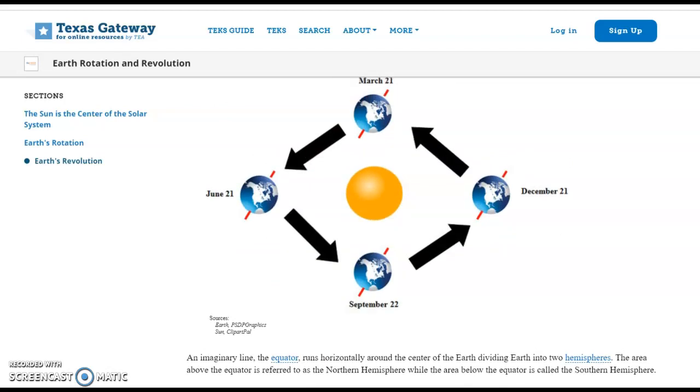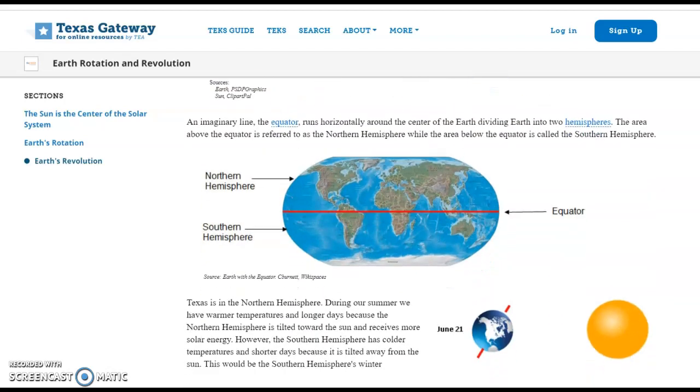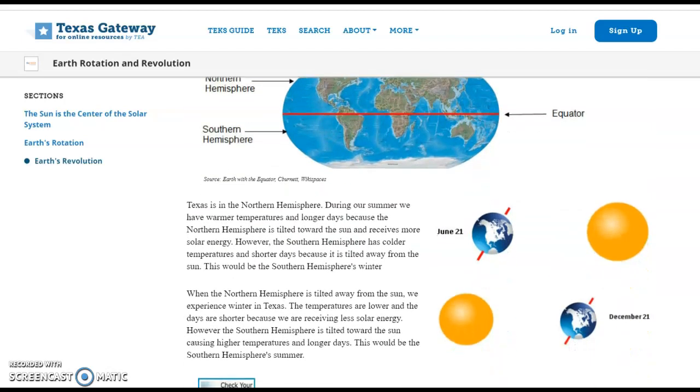An imaginary line, the equator, runs horizontally around the center of the Earth, dividing the Earth into two hemispheres. The area above the equator is referred to as the northern hemisphere, while the area below the equator is called the southern hemisphere. Texas is in the northern hemisphere.